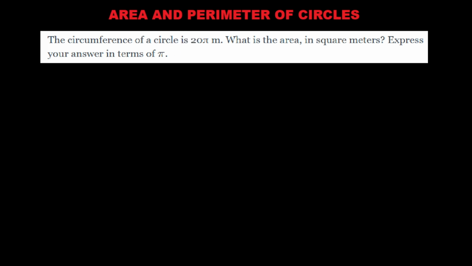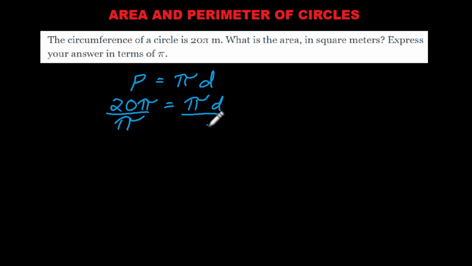So we start off by writing the formula for the perimeter of a circle, which we have in terms of pi: it's pi times the diameter. So I know that the perimeter, 20 pi, is equal to pi times the diameter. If I divide both sides by pi, it simply leaves me with the diameter being 20.